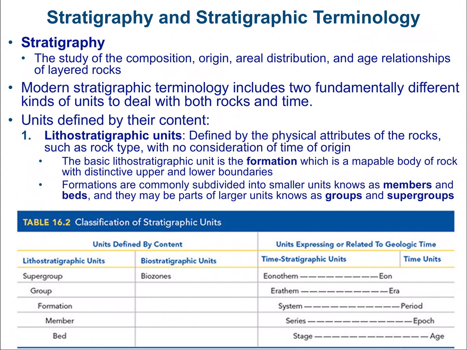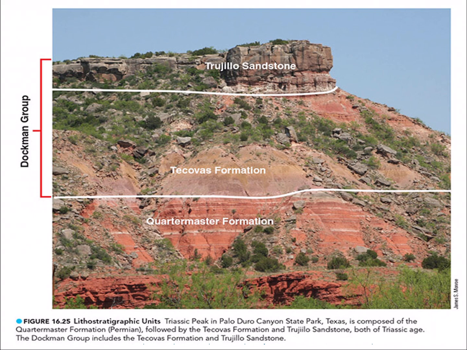Formations are divided into smaller units known as members, members into beds. They can be parts of a larger unit known as groups and also as supergroups. So in this picture, we're looking at the lithostratigraphic units in Texas. We have the Trujillo sandstone on the top. We have the Tecovas formation in the middle and our Quartermaster formation on the bottom.